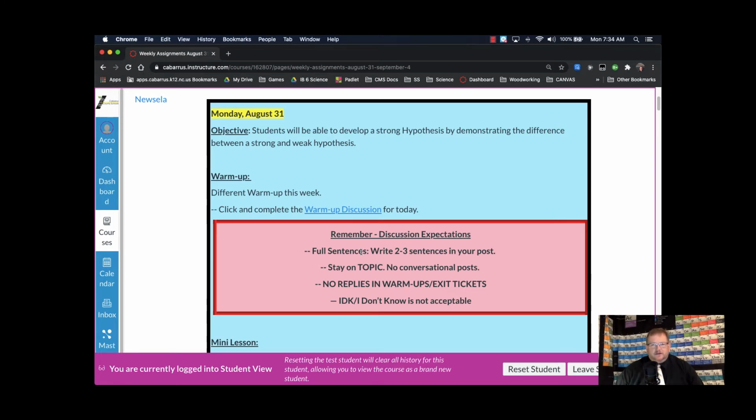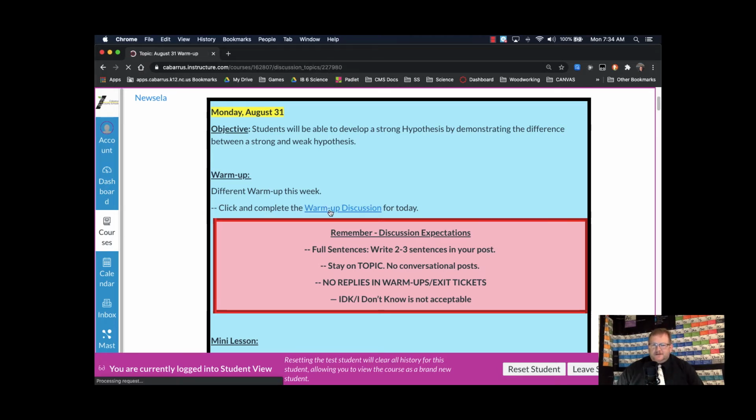Now understand, these are the grading perspectives. So I'm looking for 2 to 3 sentences. I'm looking to see that you stayed on topic. And I'm looking to see that you did not reply to anybody else. And I'm looking to see that you didn't mark I don't know or type IDK. Okay, that's not acceptable.